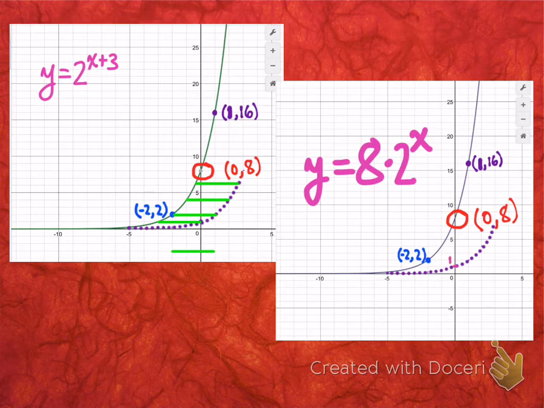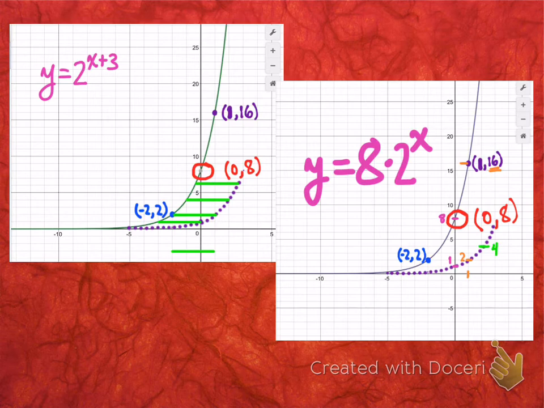If I look at it point by point, there's my y-intercept of 1 on y equals 2 to the x, and that corresponds to a y-intercept of 8, 1 times 8, on the transformed function. The point 1, 2 is on my graph of 2 to the x, and that corresponds to 1/16 on my transformed graph. So again, multiplying the y coordinates by 8 to get the new y coordinate.